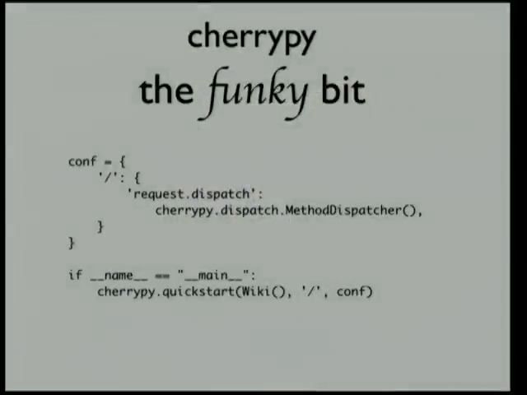The funky bit is how we get the method dispatcher going. I basically had to copy and paste this straight out of the documentation because I don't think I could have figured it out by myself. I honestly don't know what else can go in this configuration thing because I don't want to have to know just to make this application work. This is bordering on too much work to make my little application work. But it does do what I need it to do, which is to change the dispatcher. And then to fire off the server, I just call quickstart.